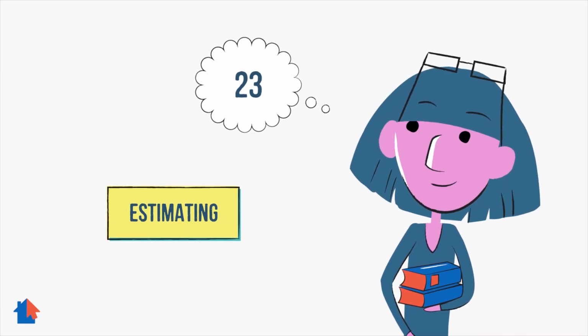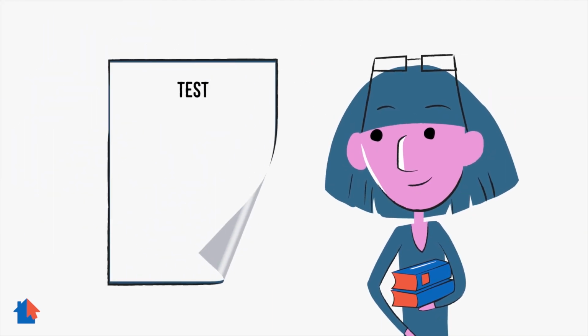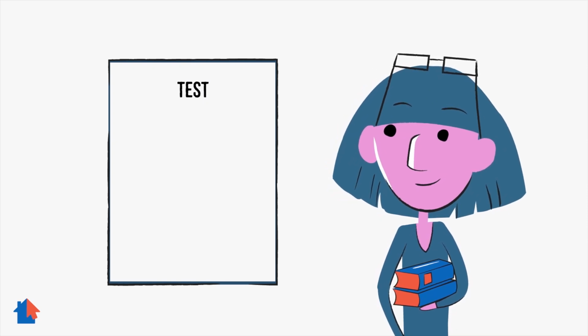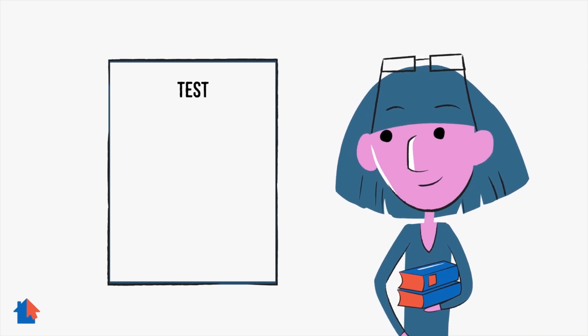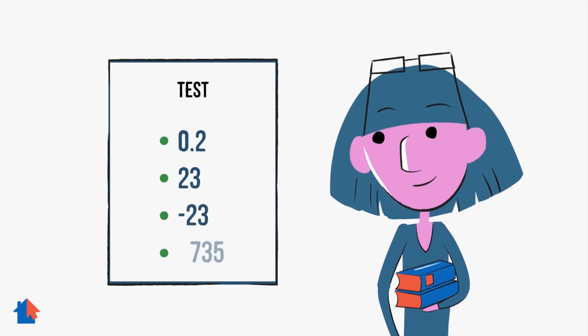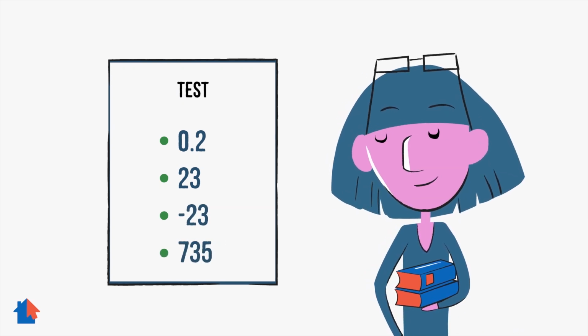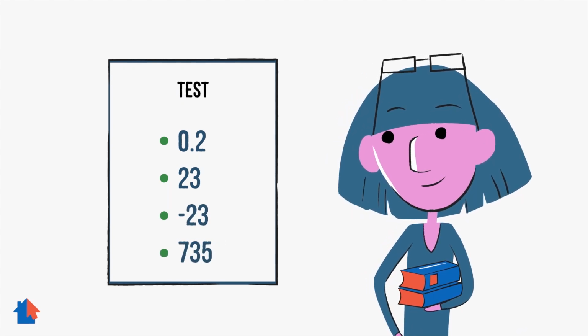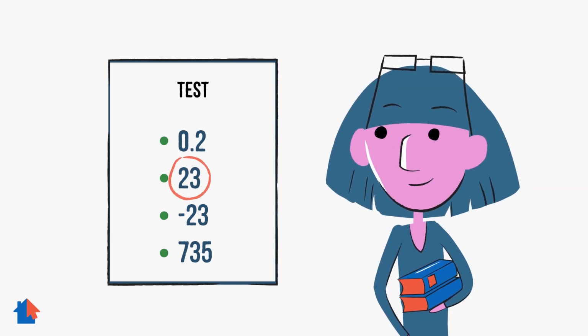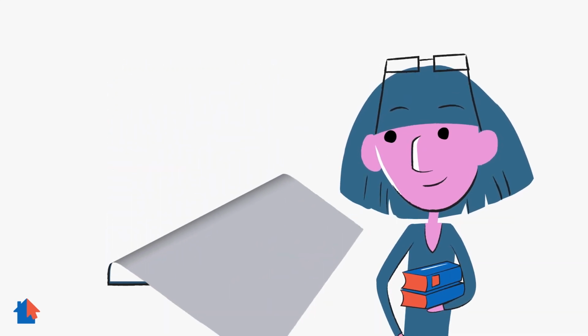Estimating is a kind of guessing using your math skills. Here is an example. You have a question for which you think the answer is between 20 and 25. That is your estimate. The answer choices are 0.2, 23, -23, and 735. Only one of the choices is between 20 and 25, so you can choose that one. If you are sure that your estimation is correct, you can move on to the next question.